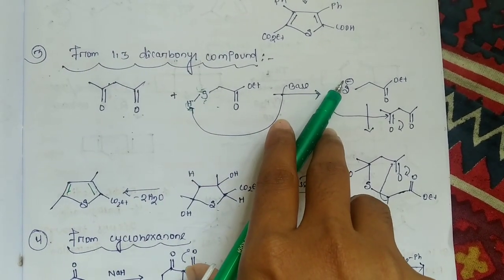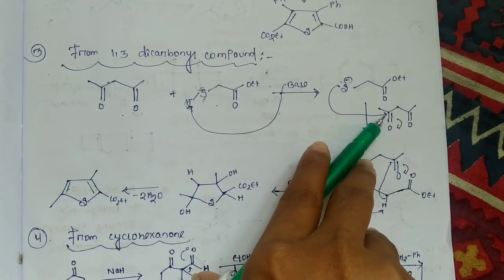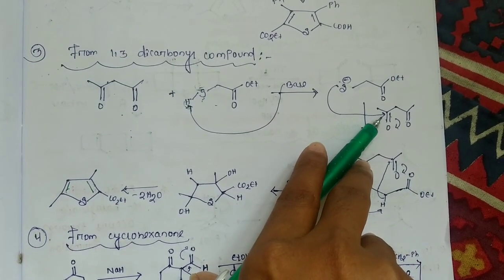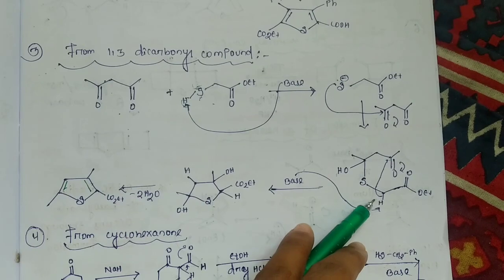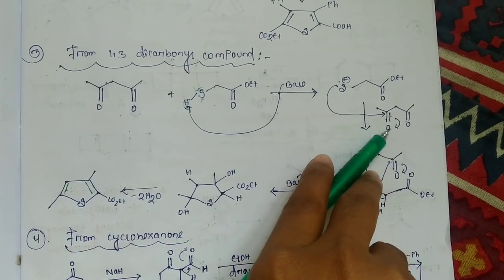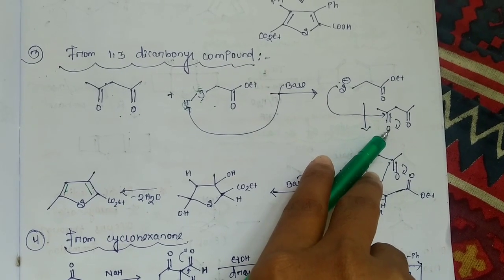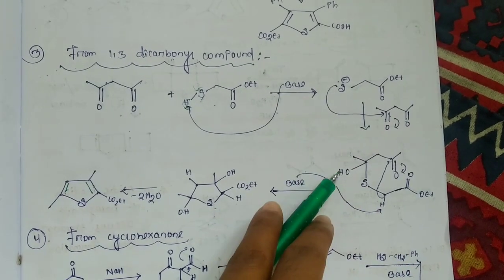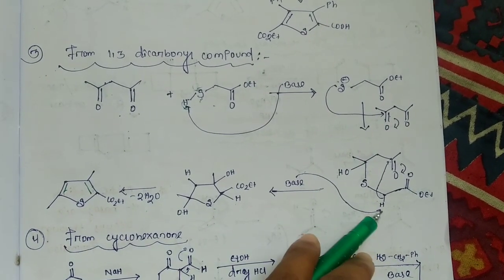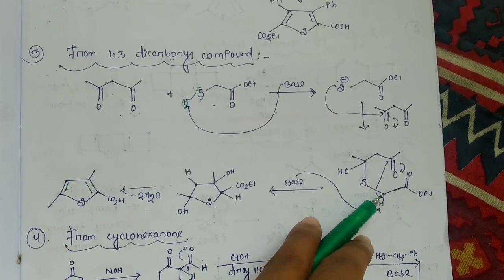The negative charge generated on sulfur attacks one of the carbonyl groups of the dicarbonyl compound. Then the bond moves here. A negative charge is generated here. This negative charge abstracts a proton to become OH. Then base abstracts the proton from here.